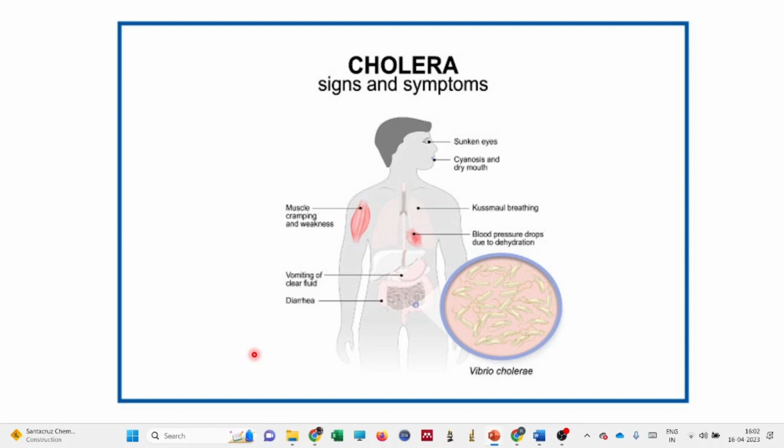So the first known cholera pandemic occurred in the early 19th century, between I think 1817 to 1824, in the Ganges Delta region of India. And the disease then spread to Southeast Asia, the Middle East, Africa, Europe, causing widespread illness and death. And this pandemic actually marked the beginning of a series of cholera pandemics that continued to occur over the next century.